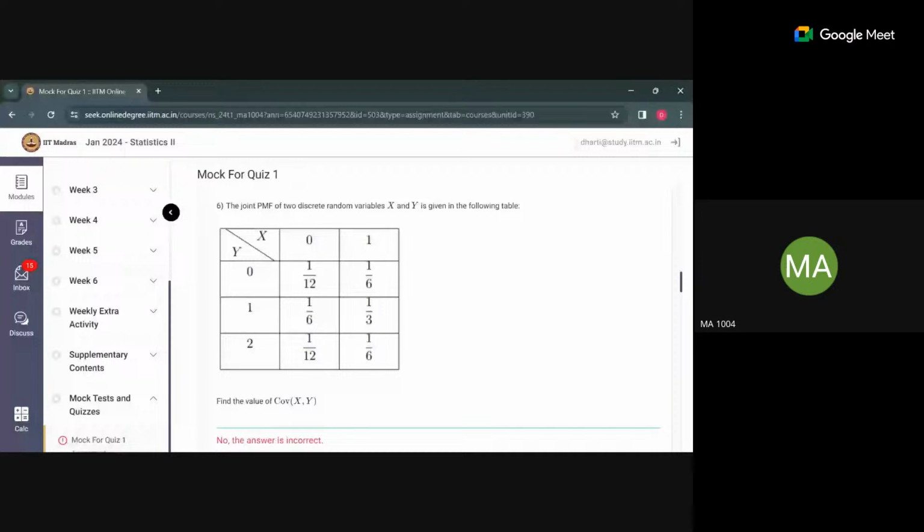In the table, 0 into 0 into 1 by 12, 0 into 1 into 1 by 6, plus 1 into 0. We can eliminate the zero terms. First we find expectation of xy, and the product of marginals, like in the lecture video, sir had done. What she is telling is she is applying the covariance formula, that is E of xy minus E of x into E of y. That's what she is doing. Yeah, I understood.